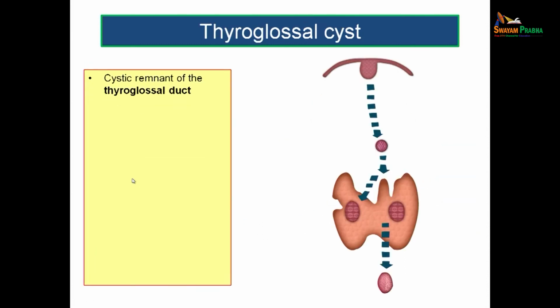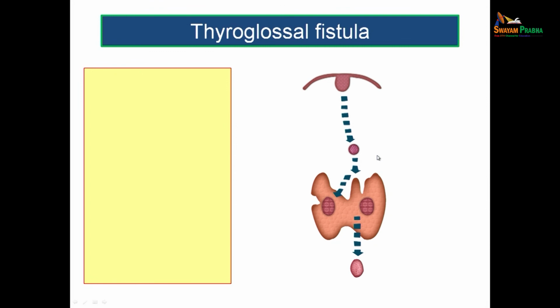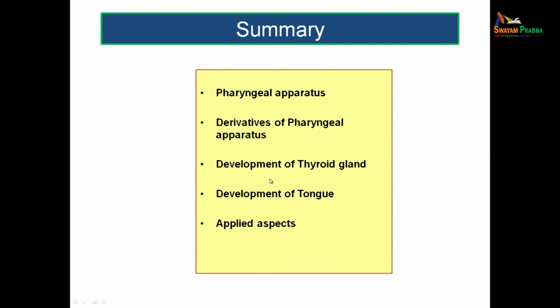Now thyroglossal cyst we have already mentioned. Along the thyroglossal duct, some portion of it will remain as a cyst, and that is known as thyroglossal cyst, and if this cyst communicates with the exterior, you call it as thyroglossal fistula.